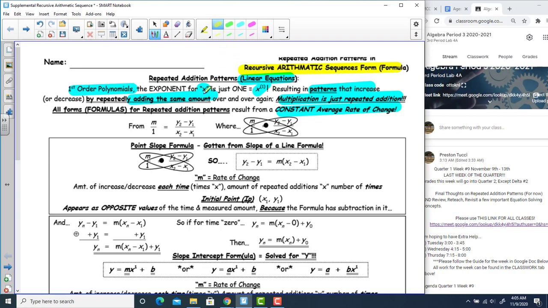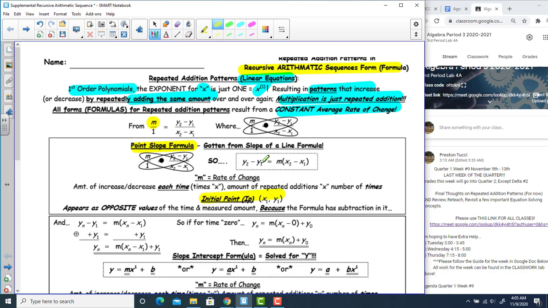All repeated addition formulas come from the slope of a line formula. If you take the slope of a line formula, m equals change in y over change in x, and cross multiply, the first formula we get is the point slope formula. In the point slope formula, we're able to investigate a repeated addition pattern from any point in time. We identify that as the initial point.